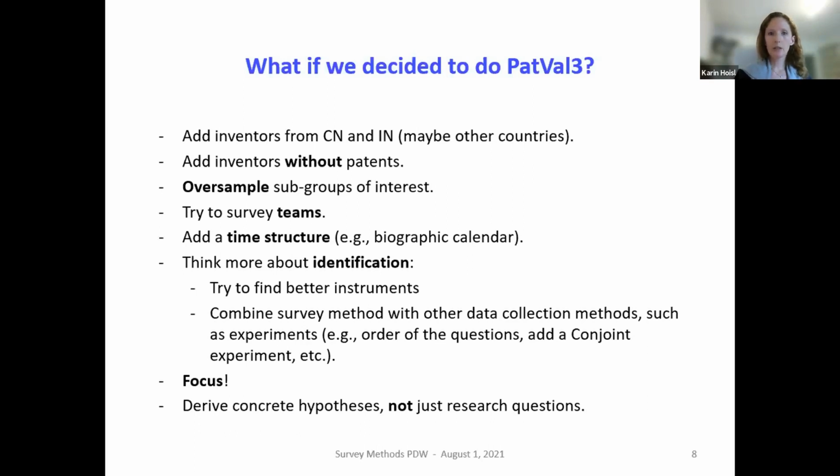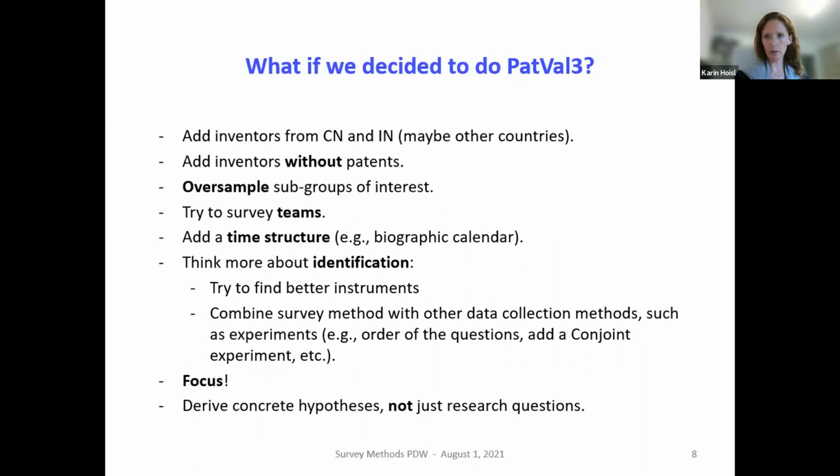I would try to think more about identification, find better instruments than we did last time. And I would also try to combine the survey with other data collection methods like experiments. It is super easy to add an experiment to a survey. For example, just design 2 questionnaires and assign people randomly. I did that before, and this was also one of the questions by the people. Can you add a conjoint experiment? Yes, you can, and I did it repeatedly, and that's also a very powerful methodology, combined survey and a conjoint experiment.